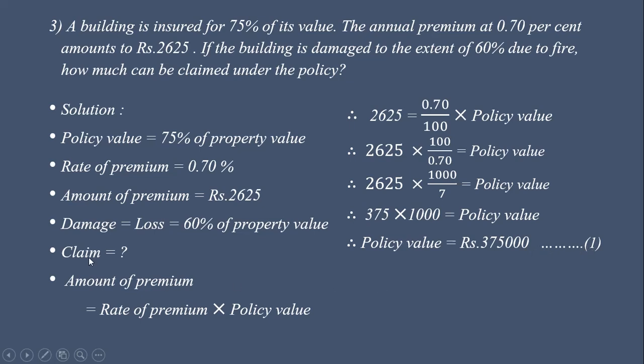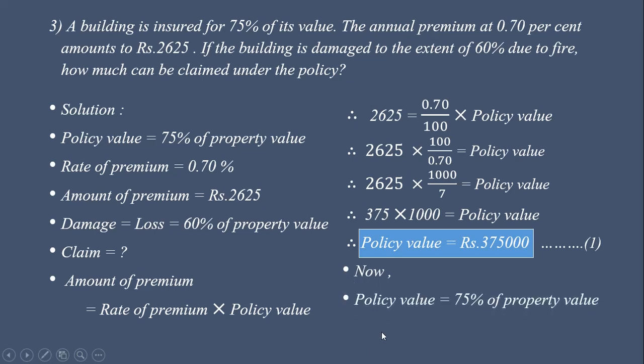We want to find claim. For that, we require three values. First is loss, then policy value and then property value. First, from given two things, we calculate policy value. Now here, policy value is equal to 75% of property value. Now we know policy value. So we substitute here policy value and we calculate property value.